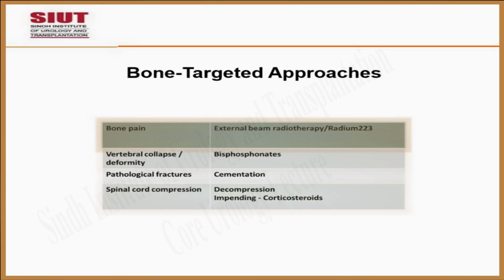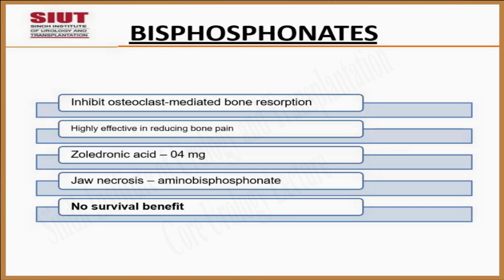Bone-targeted approaches. In bone pain and vertebral collapse deformity, we use bisphosphonates. In pathological fracture, we use cementation. And in spinal cord compression, decompression depending, and corticosteroids. Bisphosphonates work by inhibiting osteoclast-mediated bone resorption and are highly effective in reducing bone pain. Zoledronic acid 4 mg is an IV bisphosphonate, and jaw necrosis is a complication of amino bisphosphonates. There is no survival benefit.